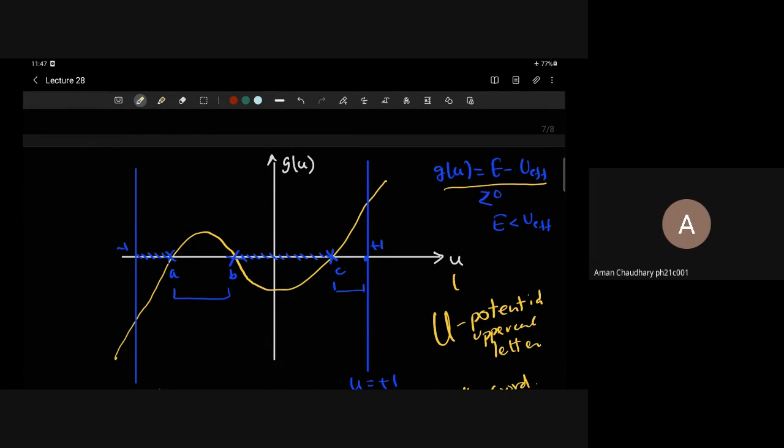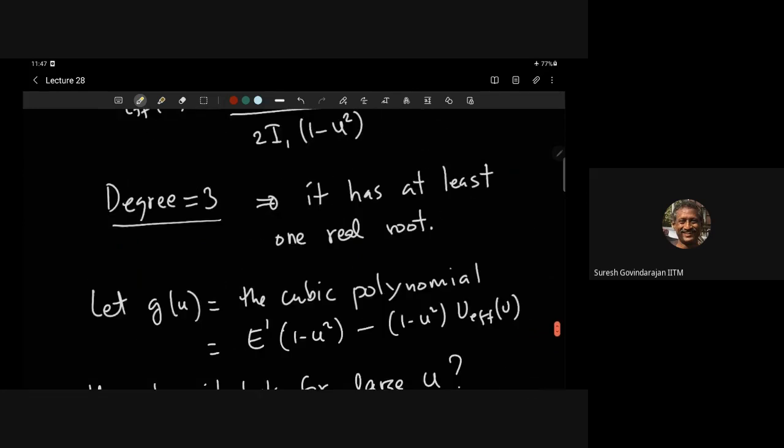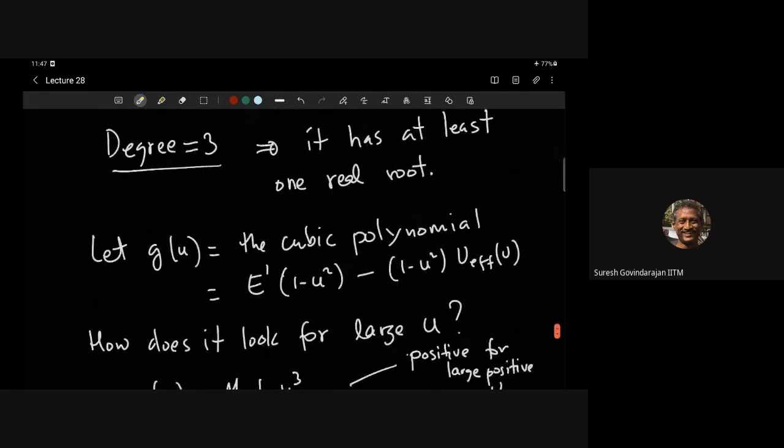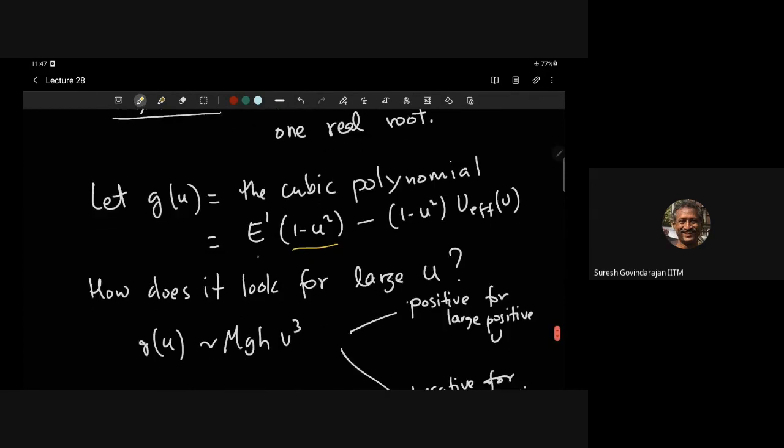So shouldn't the horizontal axis be U effective rather than just coordinate U? I mean, only then we can say that if the curve is above the horizontal axis, that means... No, no, no. G of U, I define G of U this way. If I had defined it some other way... See, don't worry about these factors, but I just defined it as E minus something, right? Yeah, okay, sir. That is what confused me. Now it's clear.